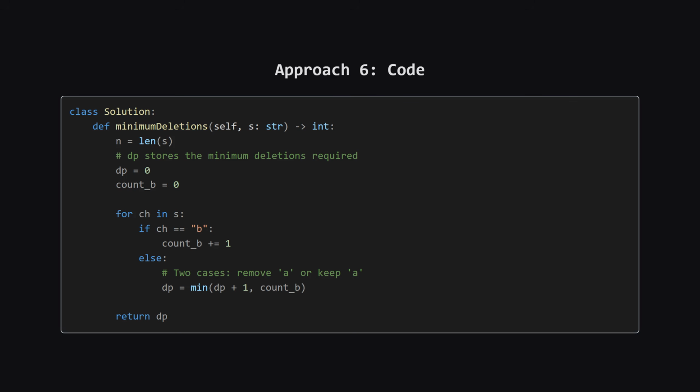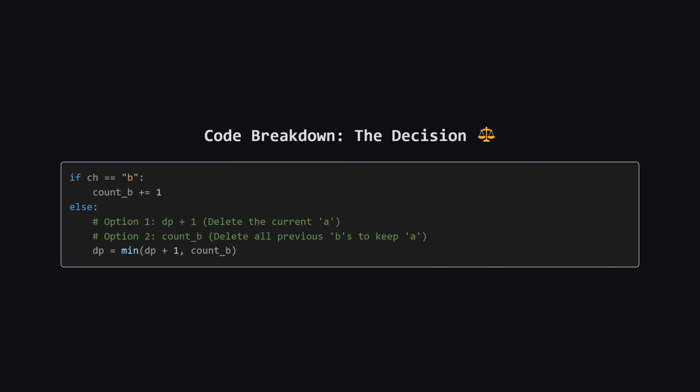Notice we don't even need a full array for the DP table. A single integer variable DP is enough because we only care about the previous state. We also track count_B, because that represents the cost of the keep the A and delete all Bs option. It's super concise and efficient. Let's zoom in on the decision logic.